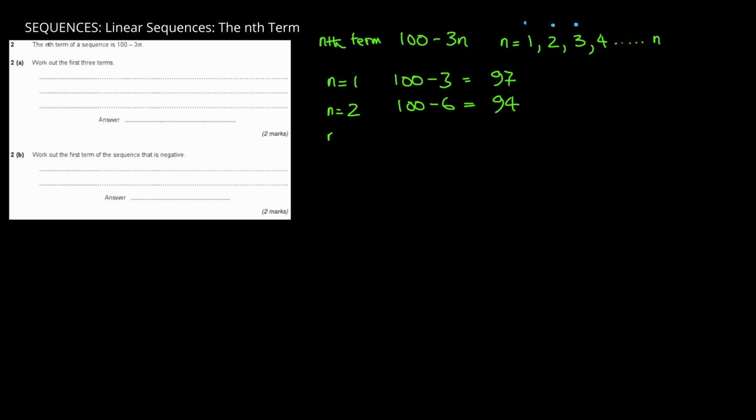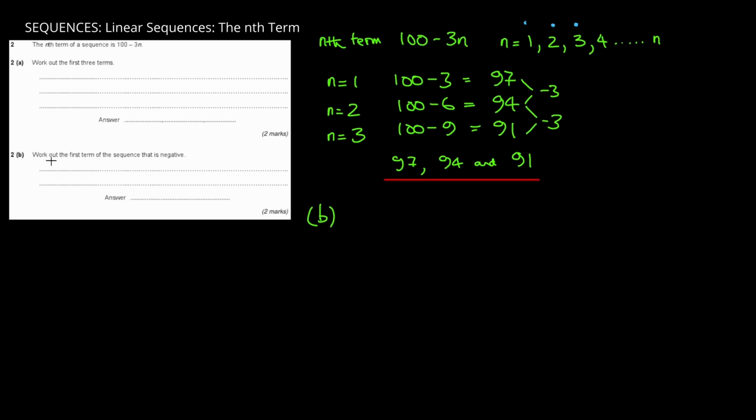Let's just prove it right. n is equal to 3. We get 100 minus 9, and indeed we do get 91. So we subtract 3 every time. That's not part of the answer, but it's all part of our knowledge of this series, because we're going to be asked another question. And those are your answers.